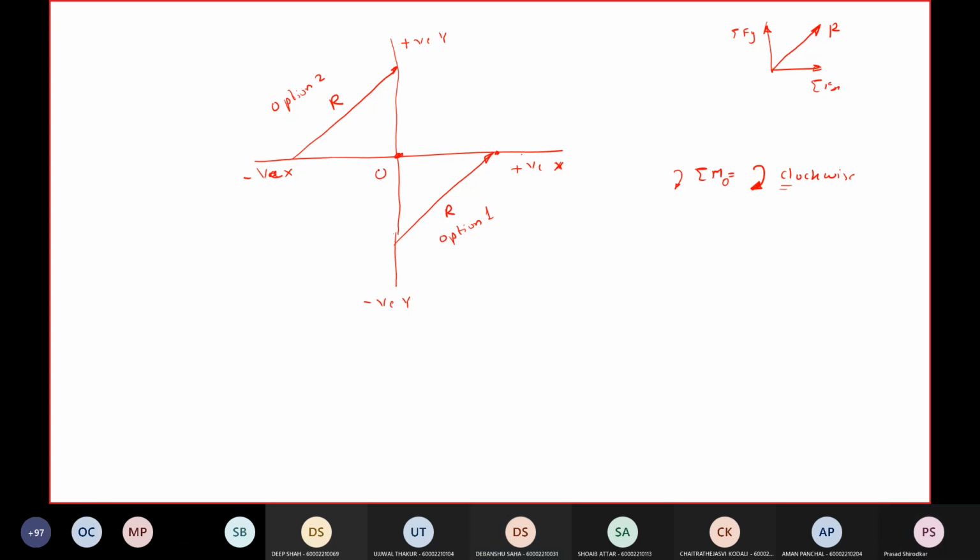2, right? 2 is the correct one because this resultant will exert a clockwise moment about O. So 2 is the correct one. All right, so option 2.